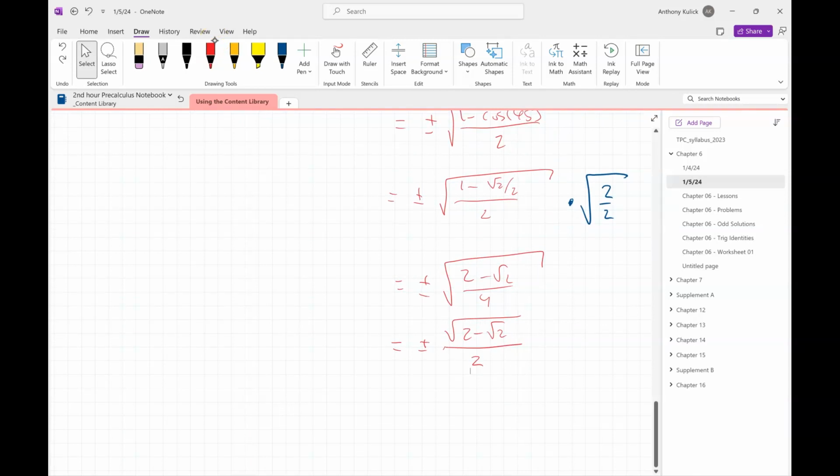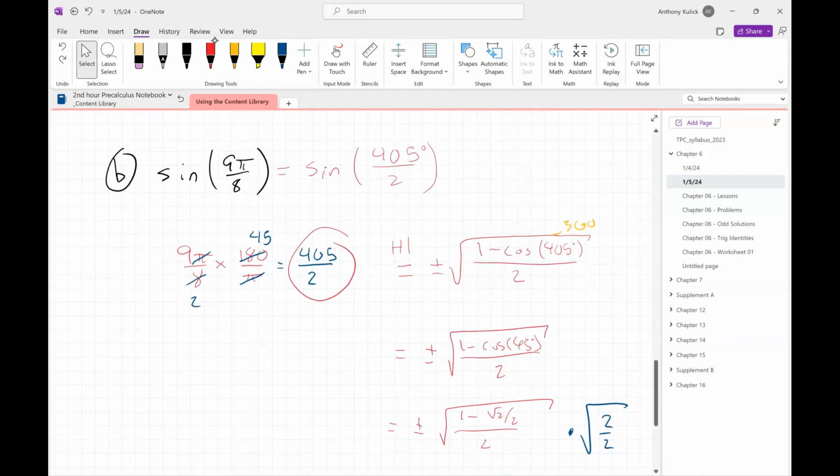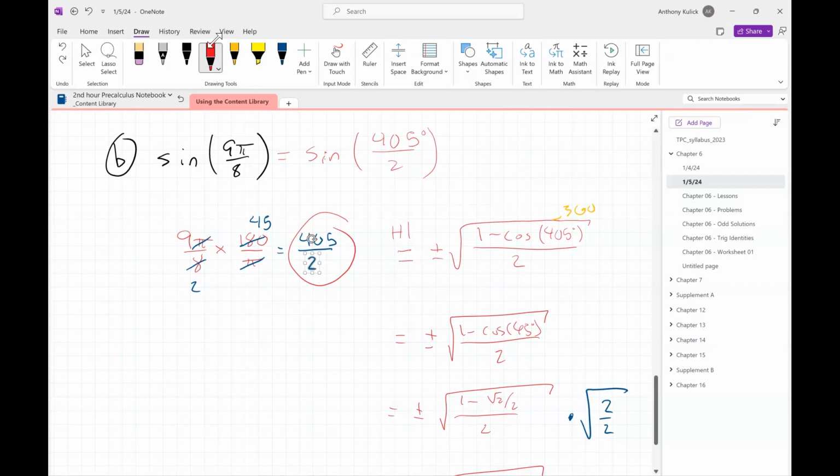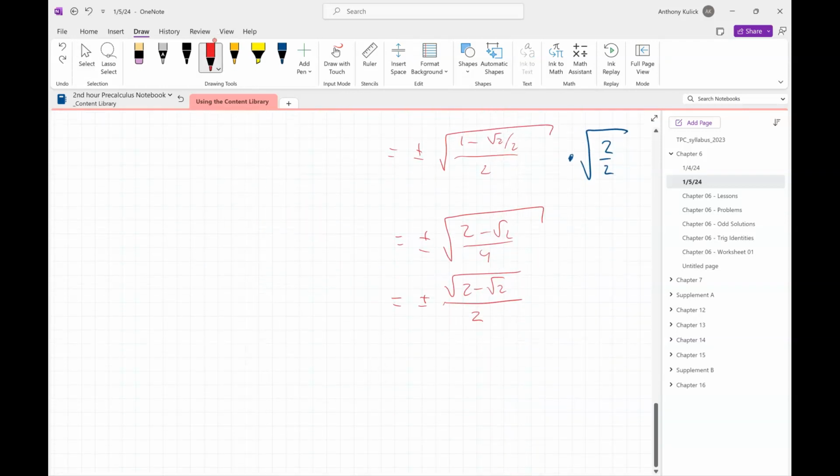And the last step then is to decide whether I need the positive or negative, right? So here I'm going to take the 405 divided by 2. Oops, this was sine though, right? And really, I want to turn that into 202.5. I really want that as just the angle, right? Everybody's okay?